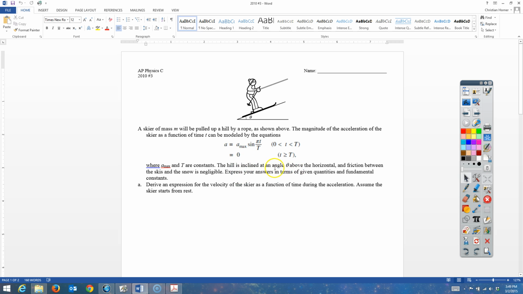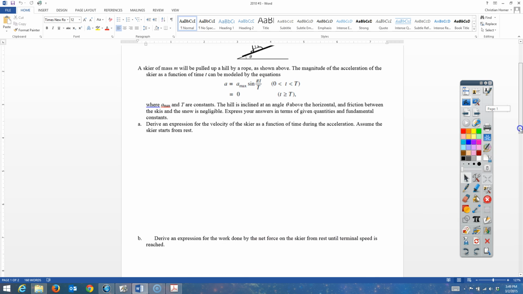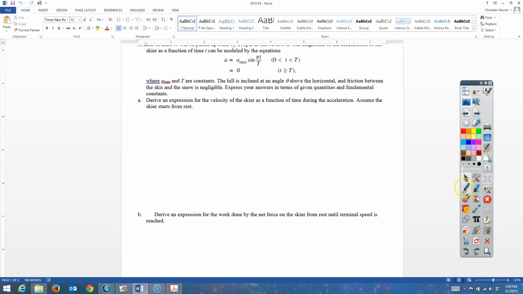The hill is inclined at an angle of theta above the horizontal, and friction between the skis and the snow we really don't worry about. They want us to do everything in terms of the given quantities, and anything that's fundamental in terms of constants. So the first thing they want us to do is derive this equation.